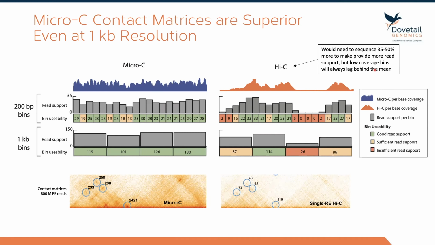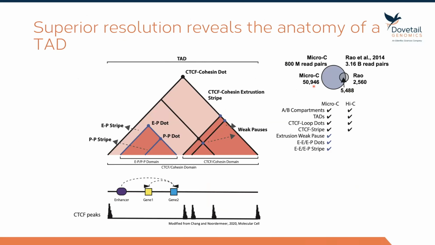And it's important to note here that, in order to really use a region like this, you would need to sequence 35 to 50% more to really bolster the read support. But this region's always going to lag behind, right? There's just no data there to support any interactions. And so what that does for us is it gives us a very finite view of chromatin interactions.